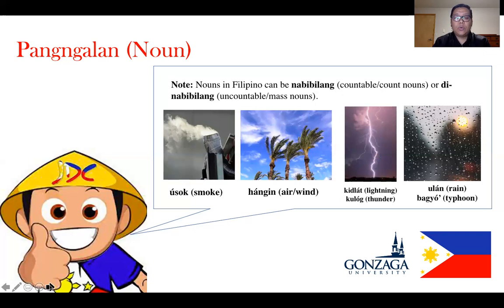And then we also have usok for smoke. Okay, and then either it's air or wind or breeze, we call it hangin. Okay, and we also have lightning and thunder that go together. So in Filipino, we call them kidlat for lightning and kulog for thunder. Okay, kidlat and kulog. And then if it's rain, we say ulan. If it's typhoon, we call it bagyo. Okay, I hope you're following.